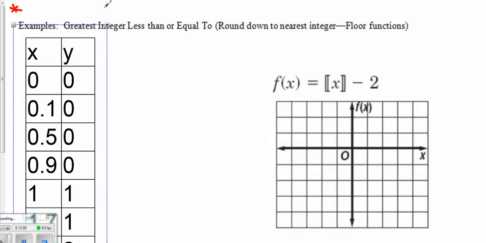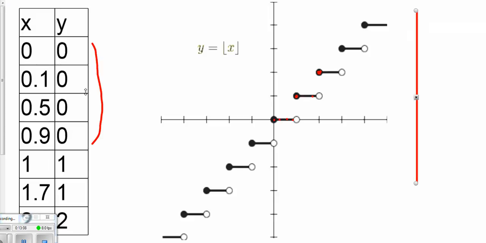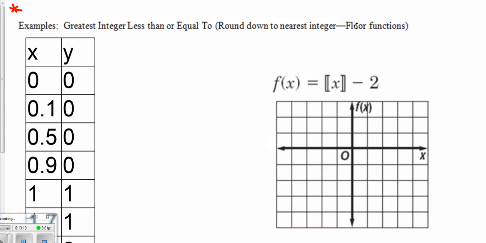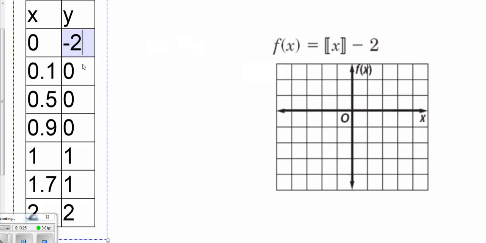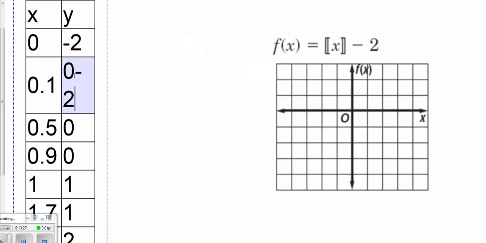Okay, so we're going to try another floor function. I took the exact same table that we had before from the original one, so y equals the floor of x. And this one says take that floor function of x and then just minus 2. So really, all we're doing after we round down our answer is taking 2 away. So 0 minus 2 would be negative 2. 0 minus 2 is also negative 2. This 0 minus 2 is still negative 2. 1 minus 2 would be negative 1.